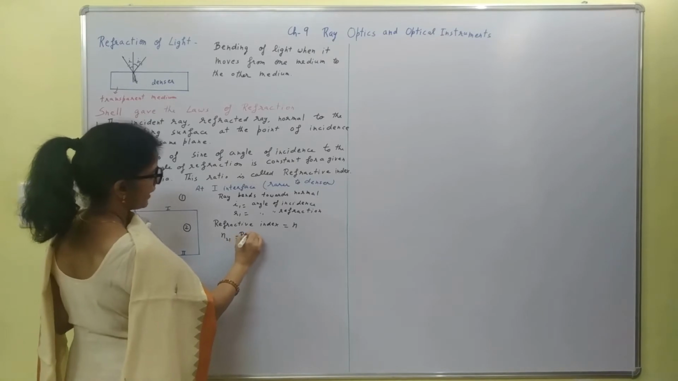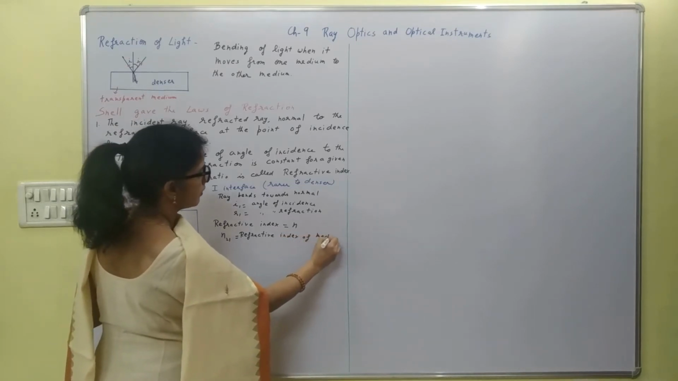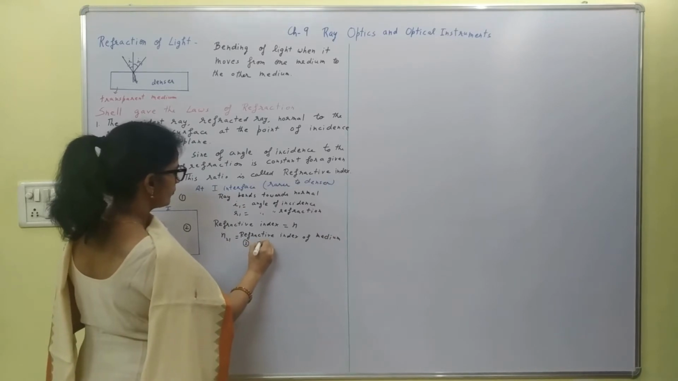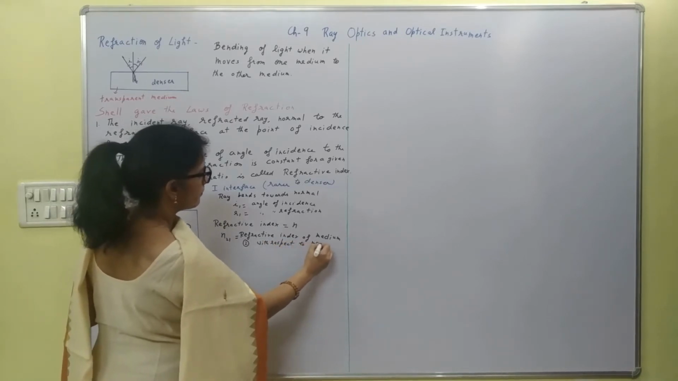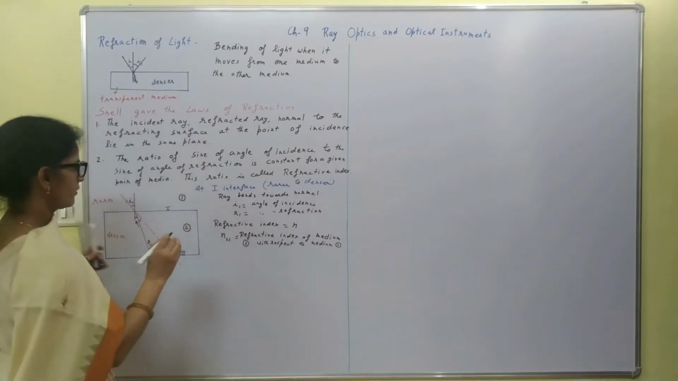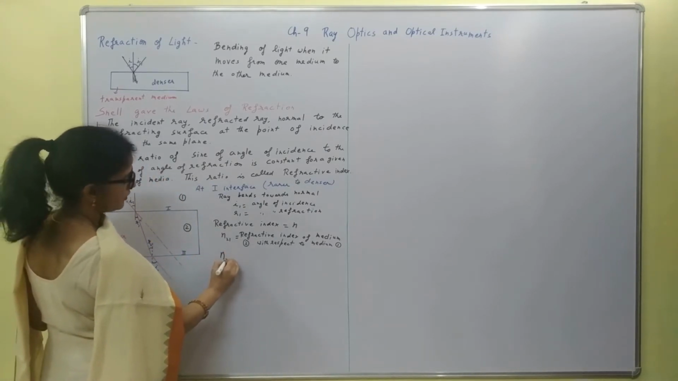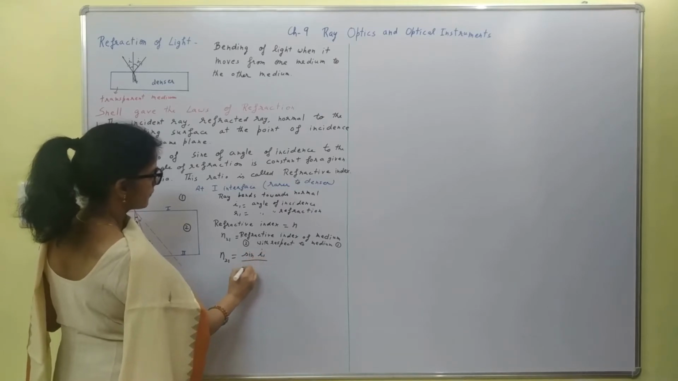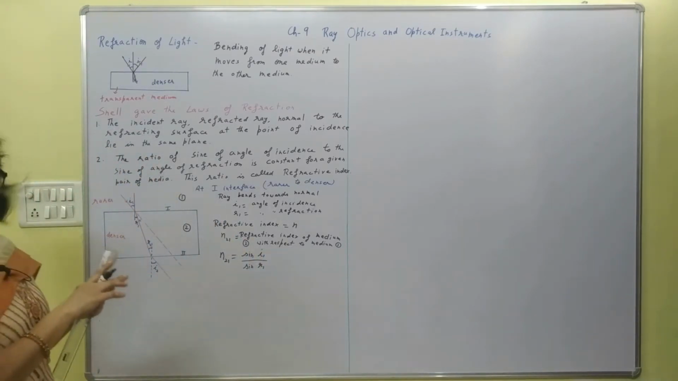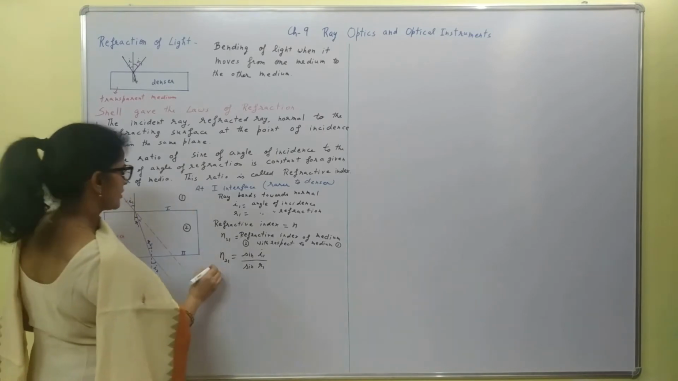So n21 means refractive index of medium 2 with respect to medium 1, right? So according to the second law of refraction, refractive index of the second medium with respect to 1 is equal to sine of angle of incidence to the sine of angle of refraction, right? Here what is important is that the angle in the opposite medium is considered as the angle of incidence.